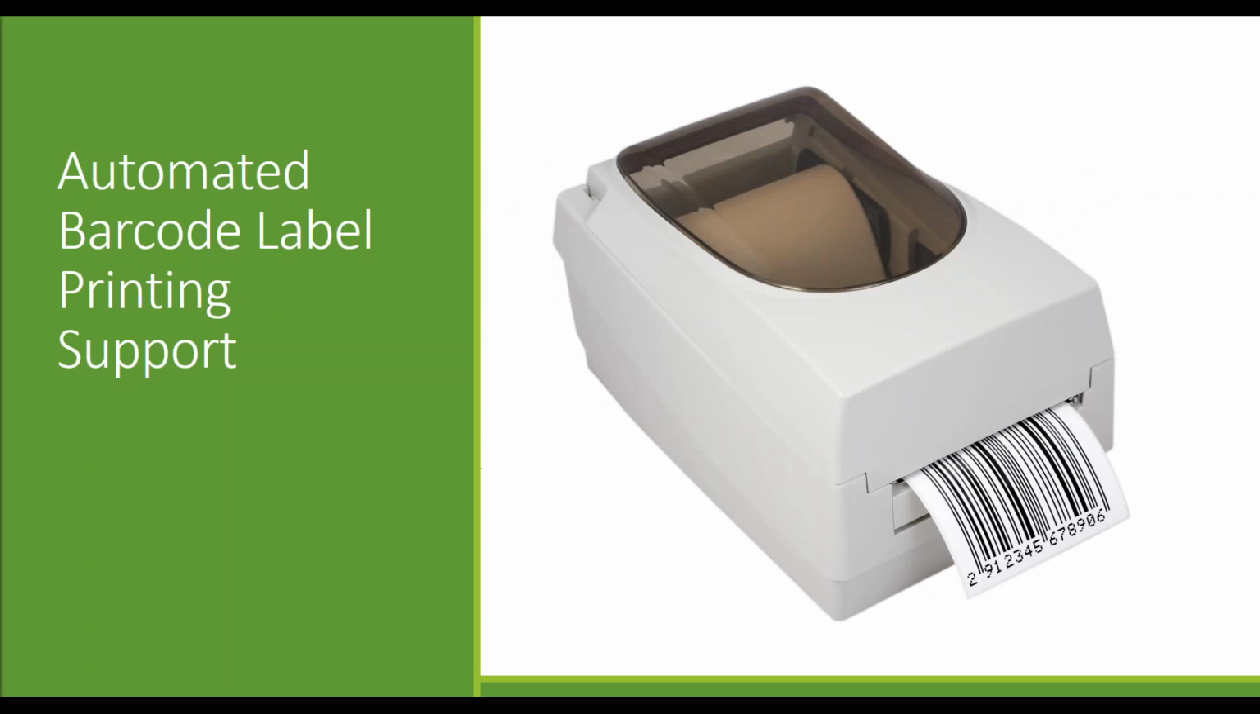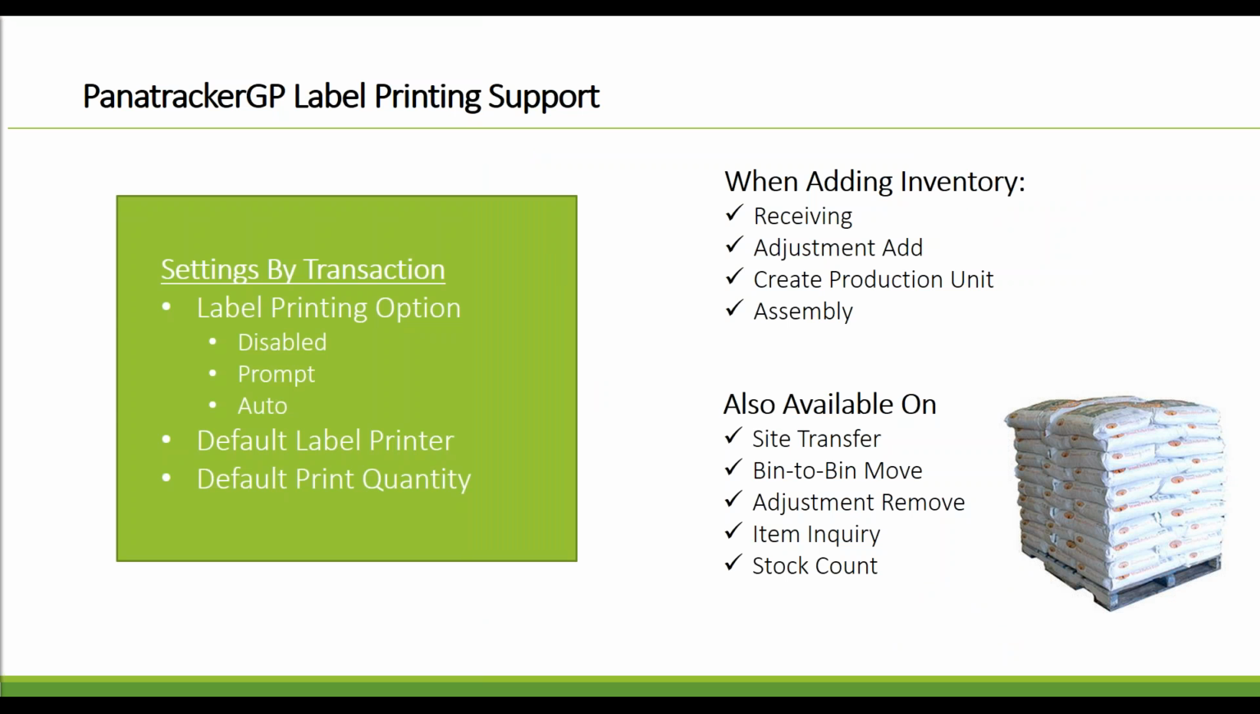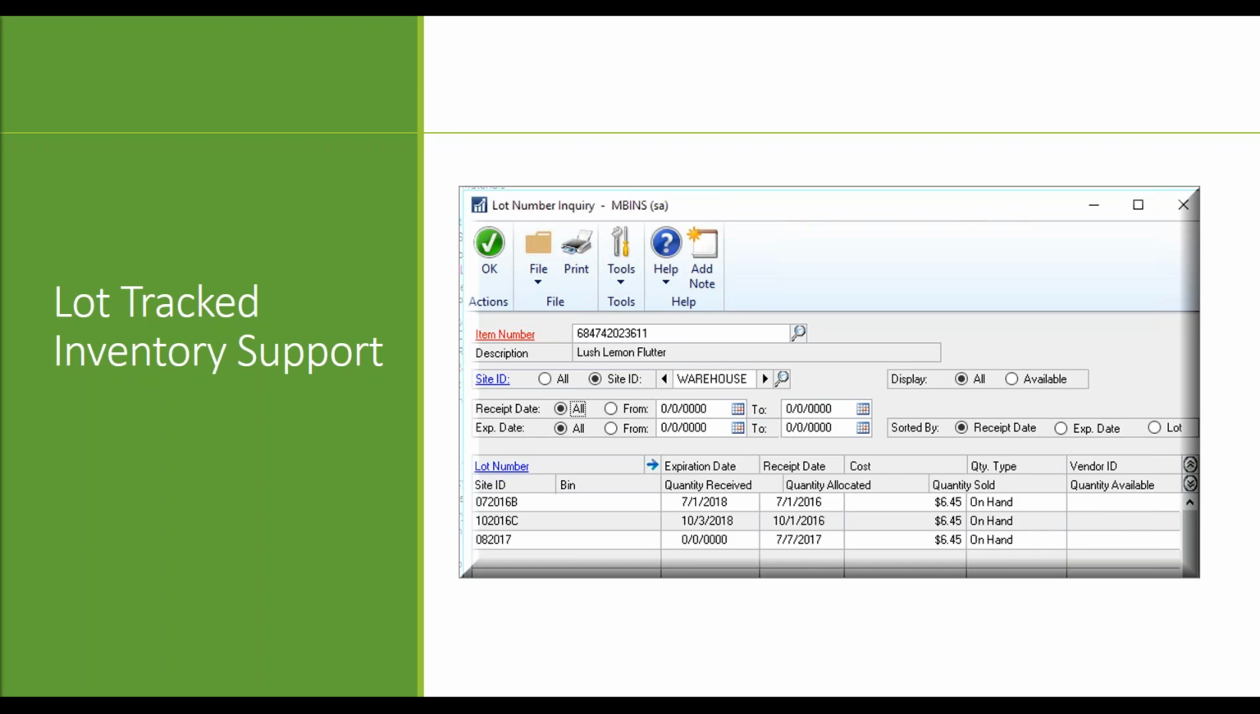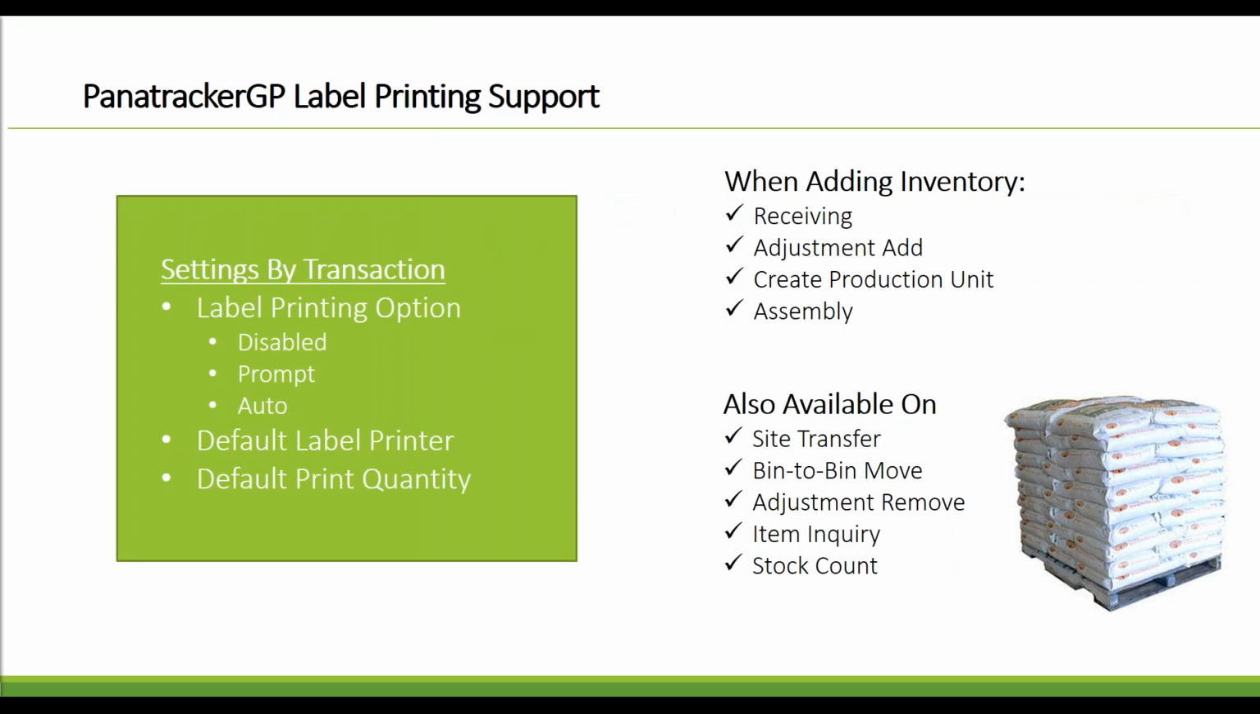We also have automated barcode label printing support, and that's available on most transactions when you're adding inventory and also when you're moving or adjusting inventory as well. So we have the ability to set different settings for that. It can automatically print a label, or we can have it so the user can identify if they want a label and how many labels they want to print.